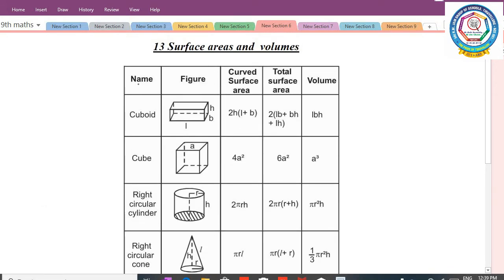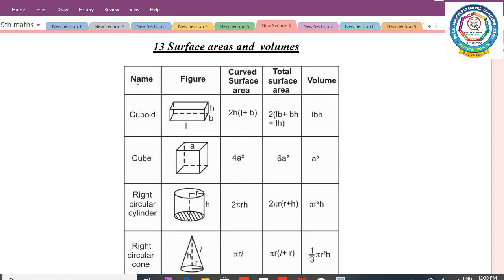So the CSA, that is the curved surface area of a cuboid. We have to consider only the curved surface area. Don't consider the top and bottom. So 2h into (L plus B). Total surface area of a cuboid, including top area and bottom area, has the formula 2 into (LB plus BH plus HL). Then volume means base area into height. What is the base area? LB. What is the height? H. So LBH.